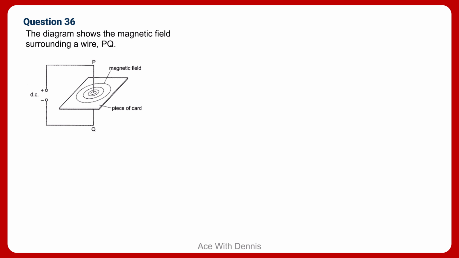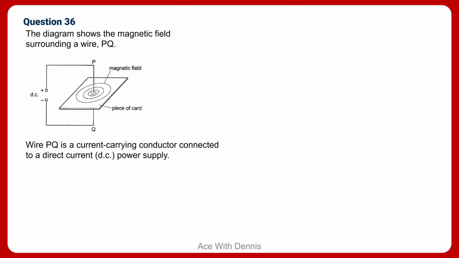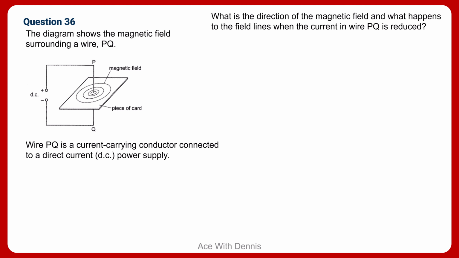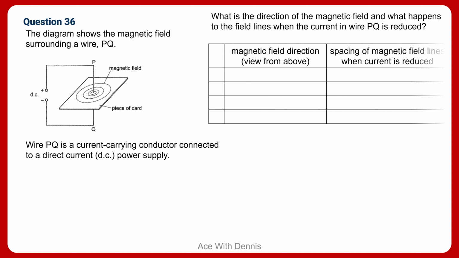Question 36. The diagram shows the magnetic field surrounding a wire PQ. Wire PQ is a current carrying conductor connected to a direct current DC power supply. What is the direction of the magnetic field and what happens to the field lines when the current in wire PQ is reduced? So here are a few choices.